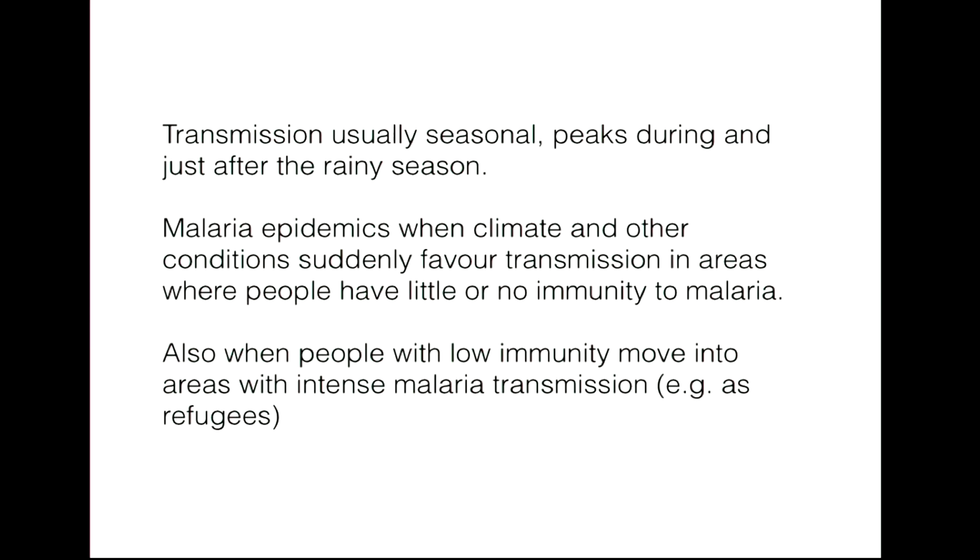Transmission is usually seasonal because it depends upon water and peaks during and just after the rainy season. You tend to have an epidemic whenever climate and other conditions favor transmission in areas where there is very little immunity towards malaria, where it has not entered previously. It also happens when people with low immunity move into areas where you have intense malaria transmission. For example, refugees leaving one country and moving to another. In their original country, they might have had very little exposure to malaria, but in the new country, they would have much more.